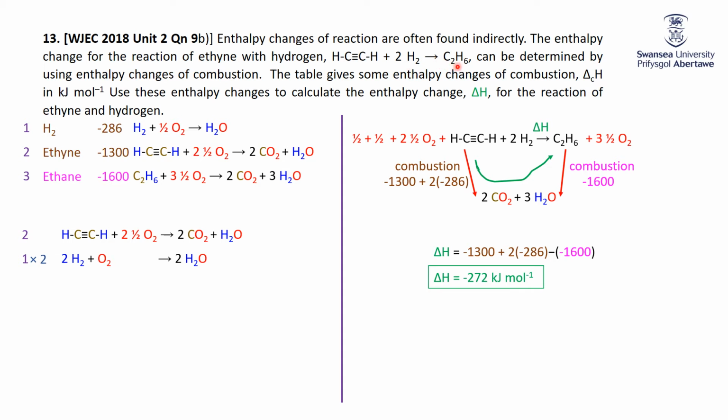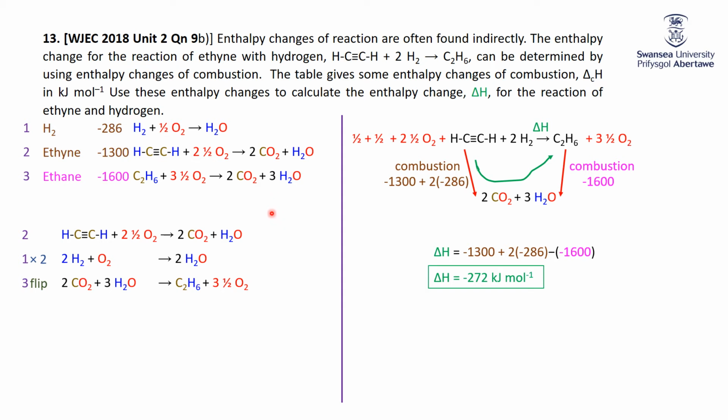I want a C2H6 on the right-hand side. Well, I've got equation 3 that has a C2H6, but it's got it on the left-hand side, so I need to flip equation 3. And when I do that, I get 2 CO2 and 3 H2Os are no longer on the right, they're on the left. C2H6 and 3.5 O2s no longer on the left, they're on the right.